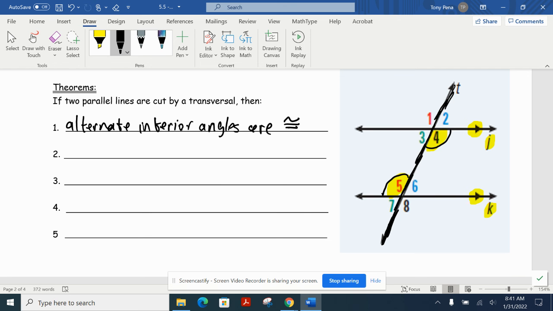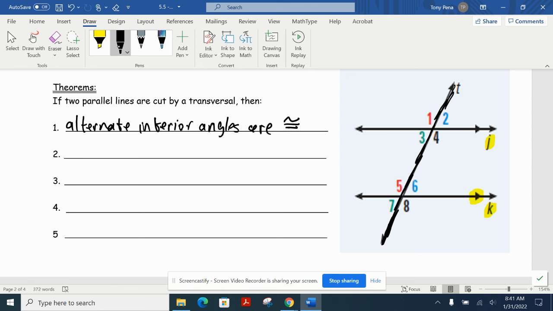Yeah, they're both bigger than 180, a little bit bigger than 180. These are congruent. Alternate interior angles are congruent. So then angle 3 and angle 6 would also be congruent. All right, so that's our first theorem: alternate interior angles are congruent, again, as long as they're parallel lines.